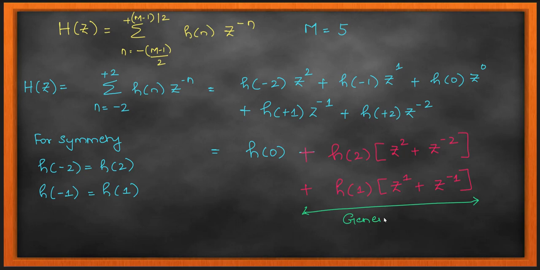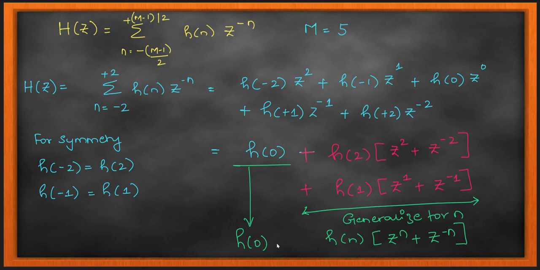Good. The equation that I've shown here is H of z, and now I've just generalized. I've taken an example for m equal to 5 and expanded it, and I'm showing you how I can generalize this expression for h of n. After I induce finiteness, I want to introduce symmetry. What are the properties of your FIR filter? Your FIR filter must be finite, it must be linear phase, it must be symmetric, it must be LTI. These are the very basic fundamental properties that have to be present in all your FIR filters.